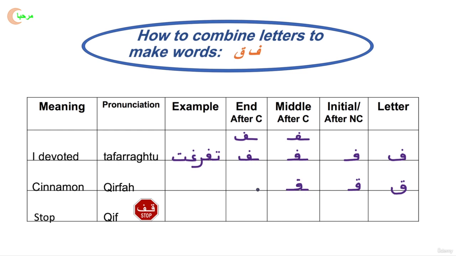Now, at the end, it's going to be a different story. We need the connection. Then we have the circle. But instead of going on the line, what will happen? We'll go below the line. That's right. And don't forget the two dots. Now, the word here I chose is cinnamon. And cinnamon in Arabic is qirfa.